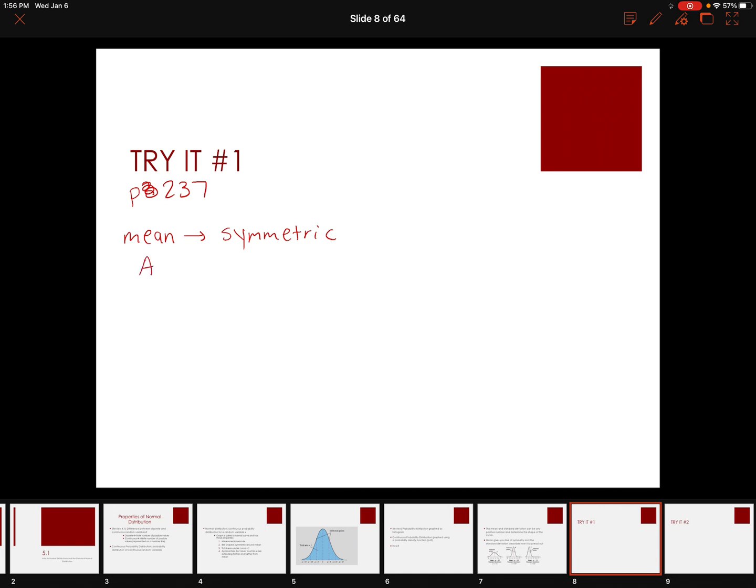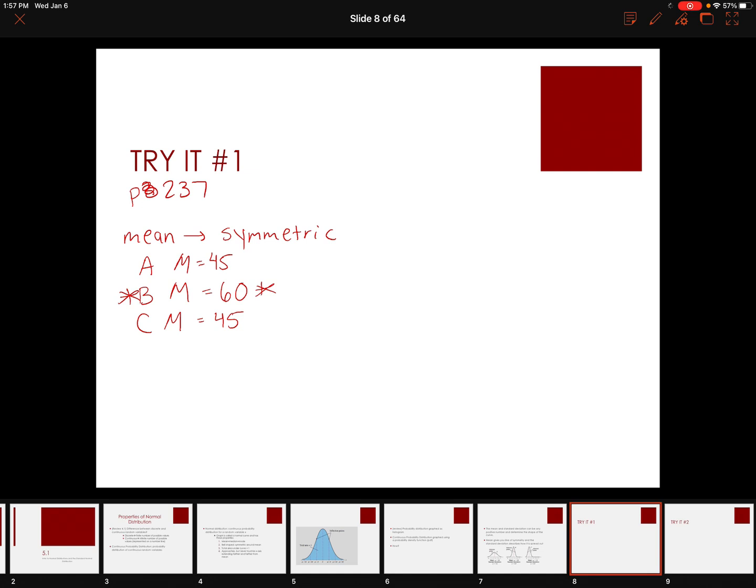It looks like for graph A, my mean is about 45. For graph B, my mean looks to be about 60. And for graph C, my mean looks the same as A, which is 45. So the one with the greatest is going to be graph B.